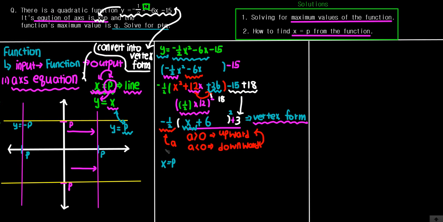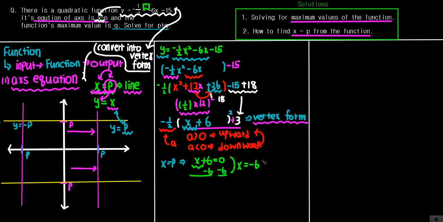But for defining the value of x, it is a property of the vertex form. The value of x should always be the value that makes this expression into 0. This is what the property is. And if you think about x plus 6 is equal to 0, in order to isolate the x term, we can subtract 6, and then we get x is equal to negative 6.